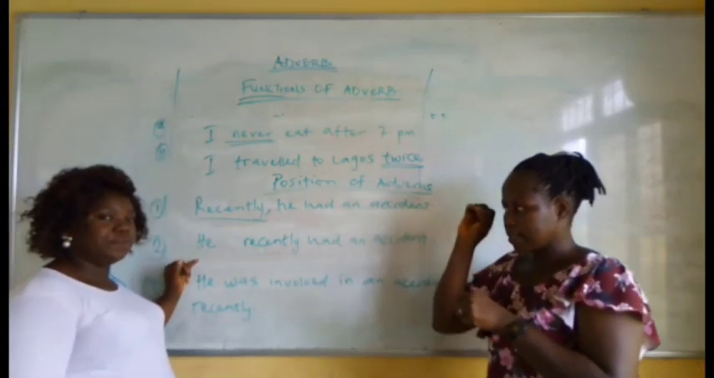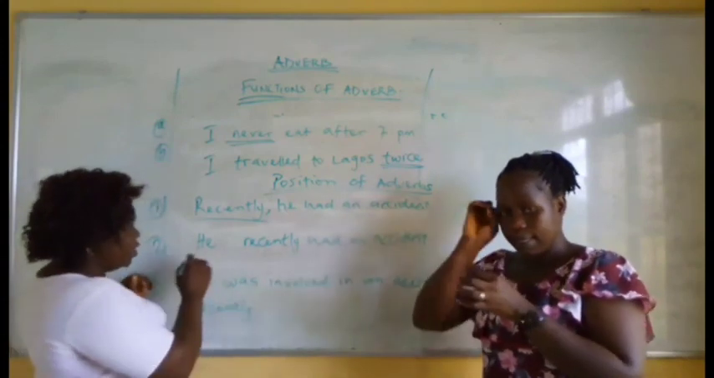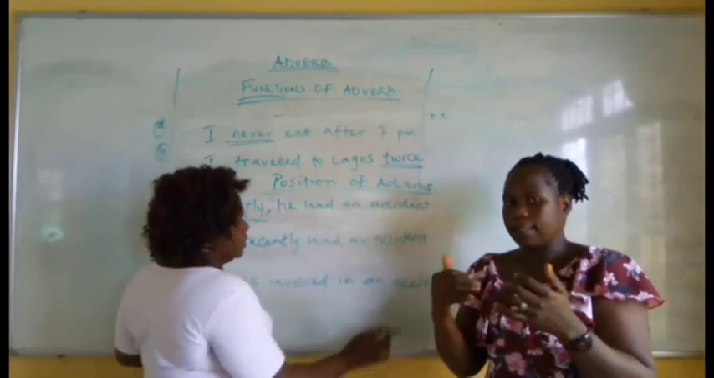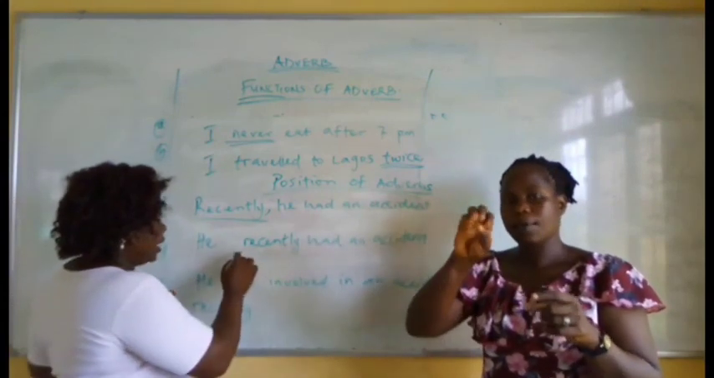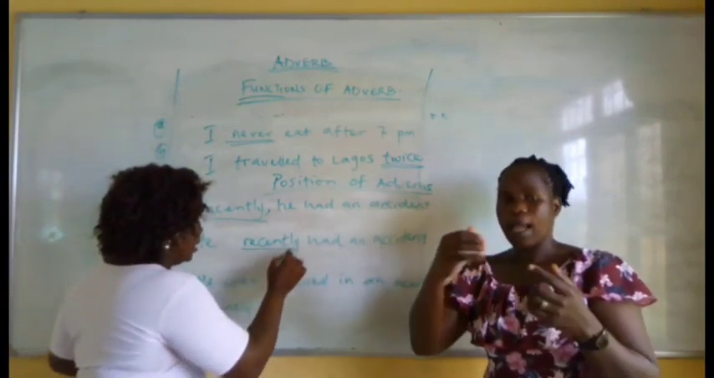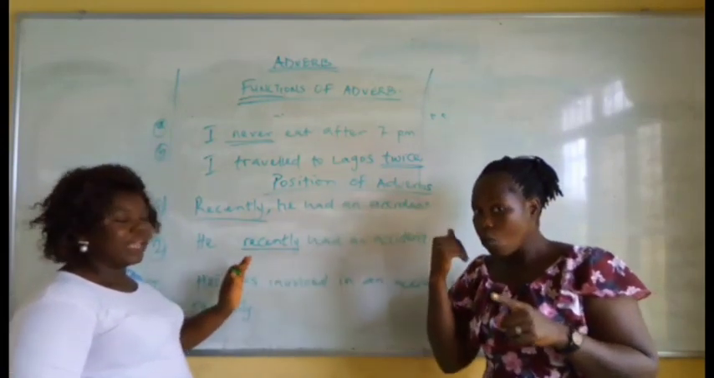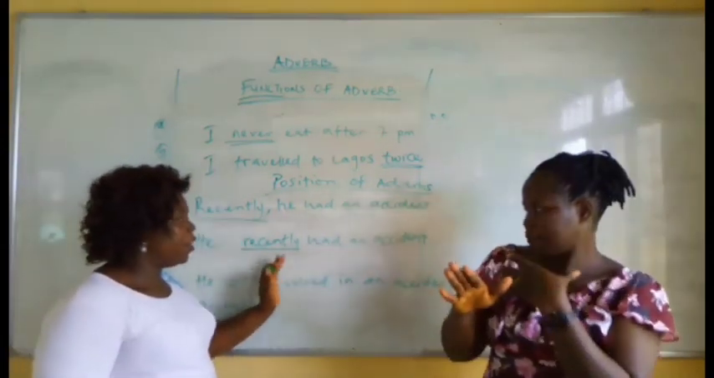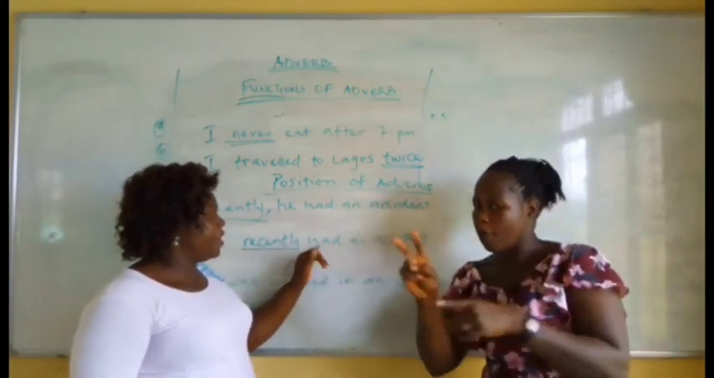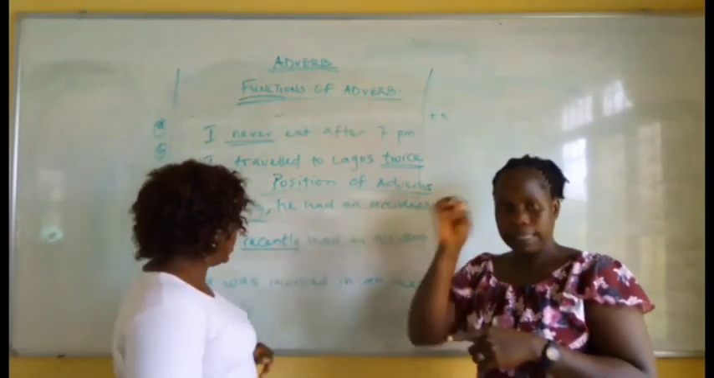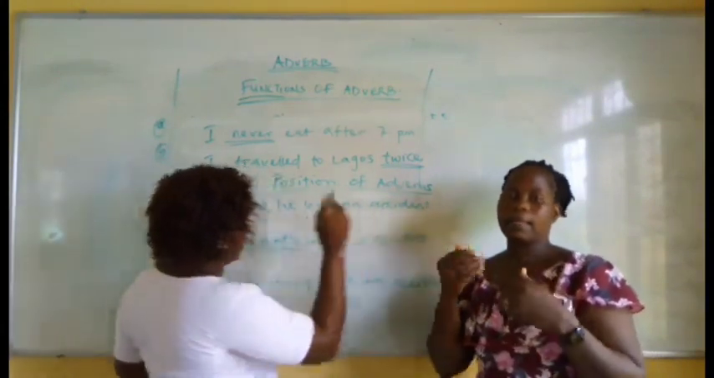Look at the second one. We find the adverb at the middle of the sentence. He recently had an accident. Look at where recently is. He recently. It was placed after the subject, but before the verb. After the subject, but before the verb, it modifies. So he recently had an accident.